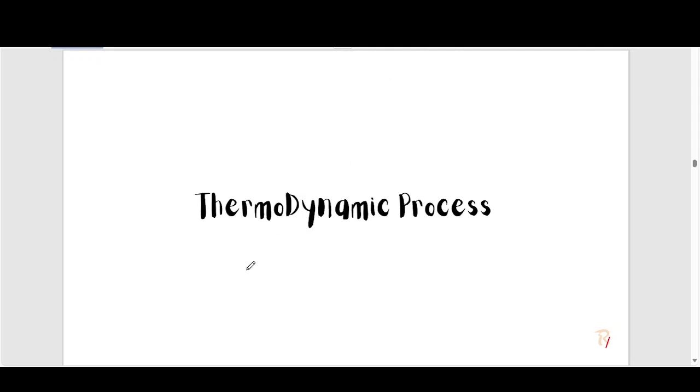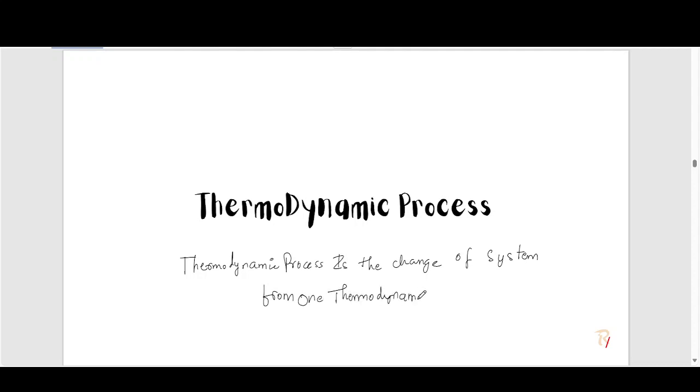Okay, coming to the thermodynamic process. What is meant by thermodynamic process? The change of a system from one thermodynamic state to another is known as a thermodynamic process.